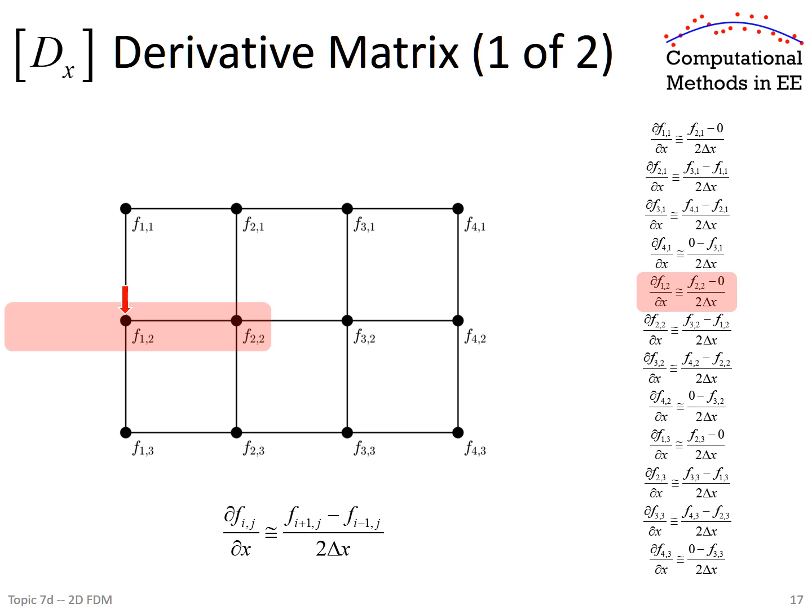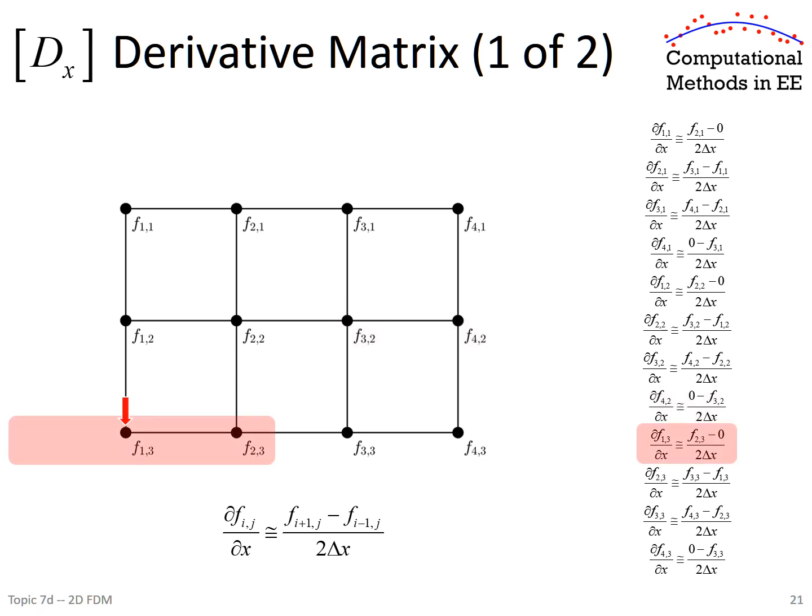So hopefully you're getting the pattern here. We move to the next point, f32 minus f12 divided by 2 delta x, and the finite difference exists at the point f22. And we go on to the next point, f42 minus f22 over 2 delta x. Now we're at the boundary again. So we have a 0 in our finite difference equation, which is the value outside of the grid, and we force it to be 0 if we're using Dirichlet boundary conditions.